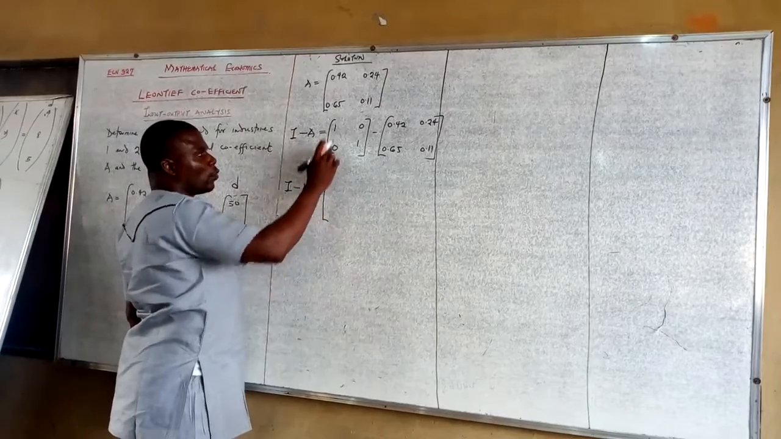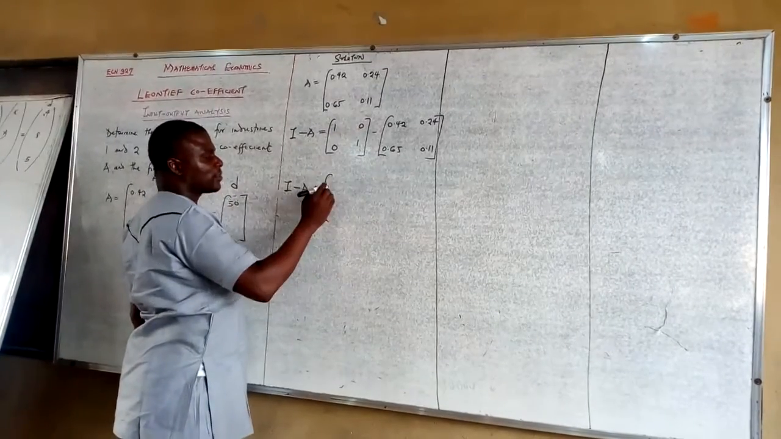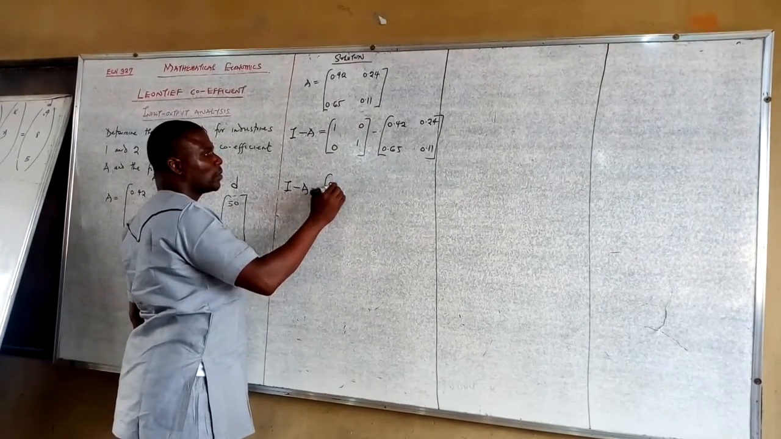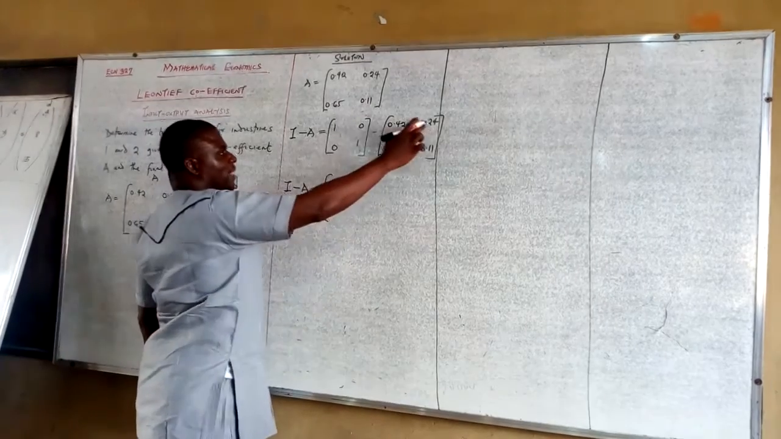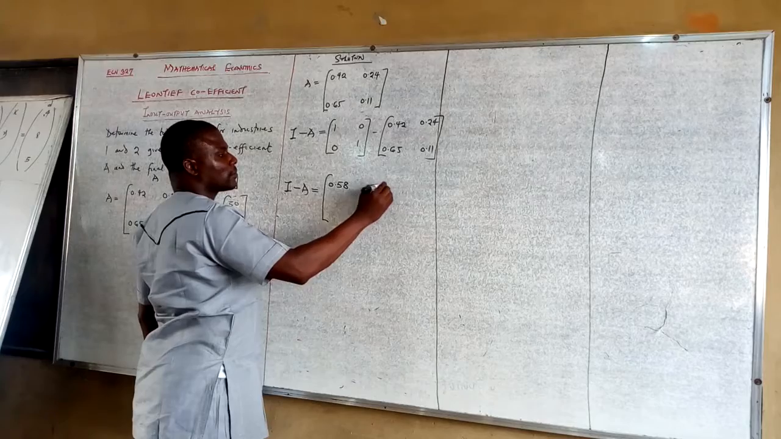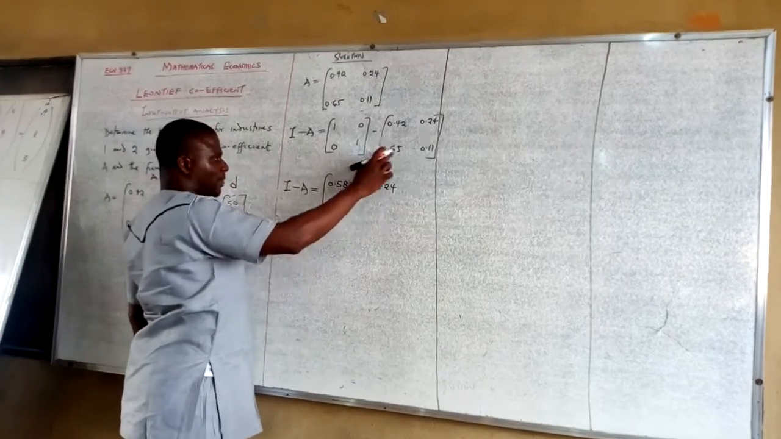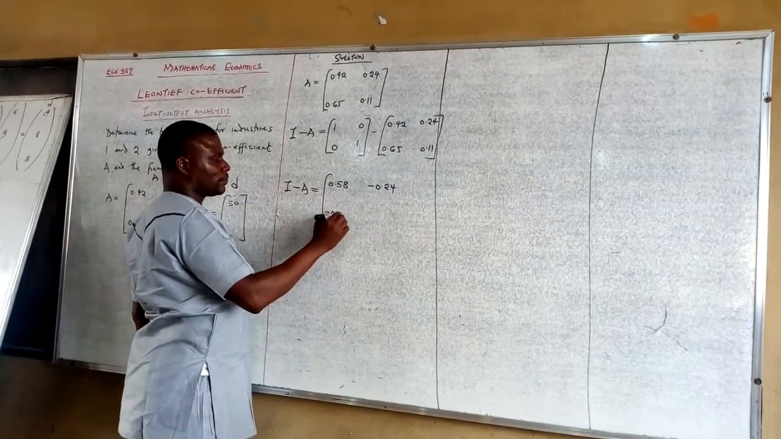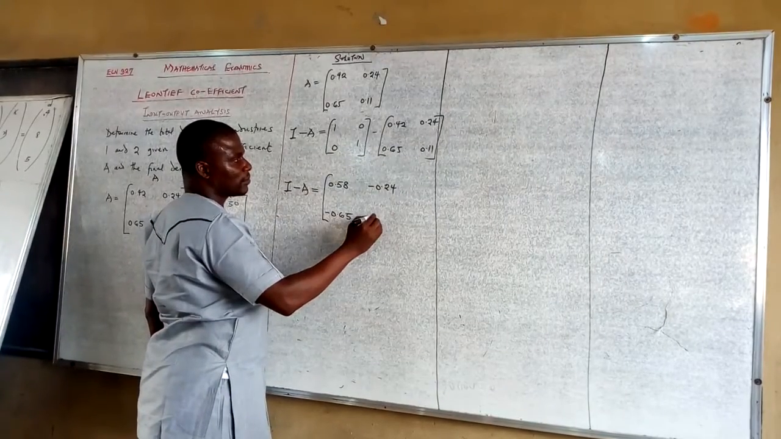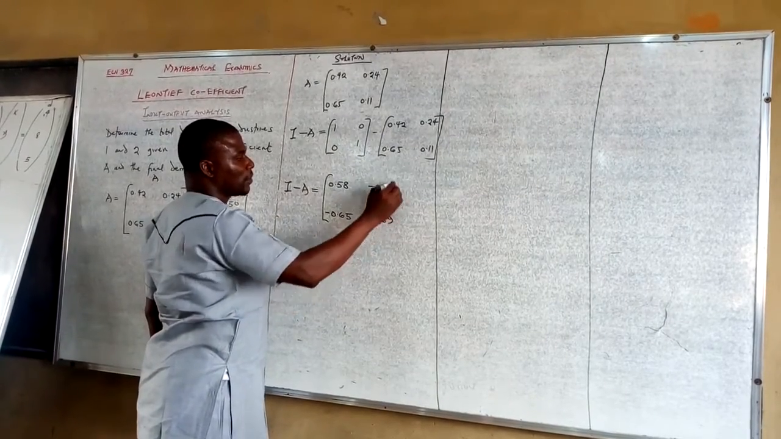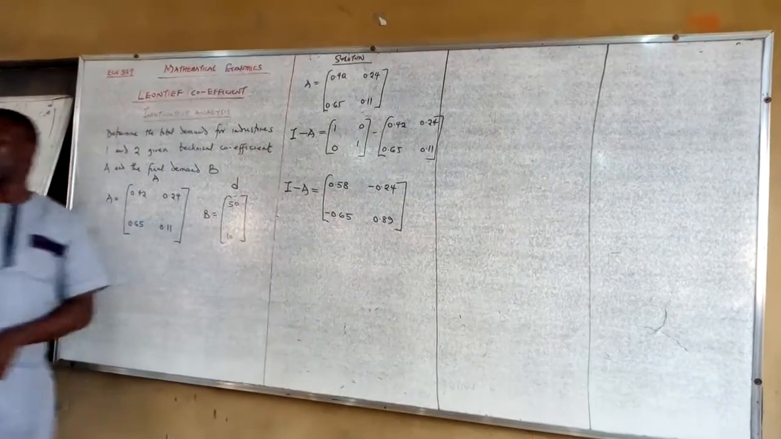Give me 1 minus 1.46, 40. 0.5. 0 minus this. 0 minus this. 1 minus this. 0.89. Now, who is not clear where I got I minus A?